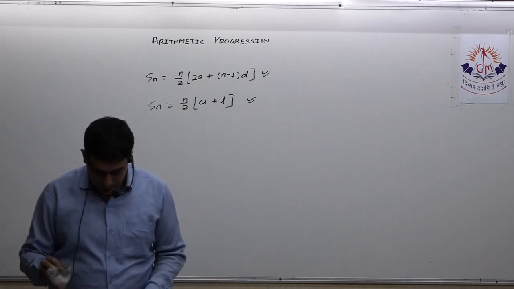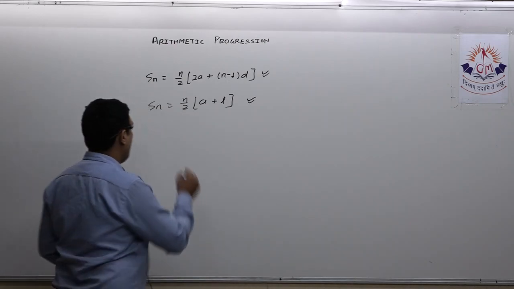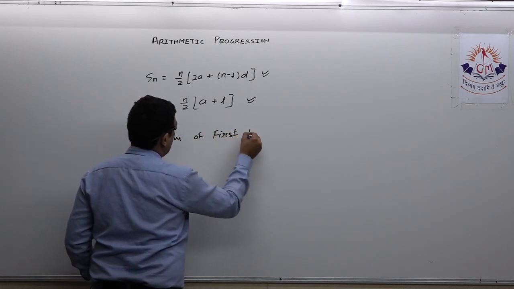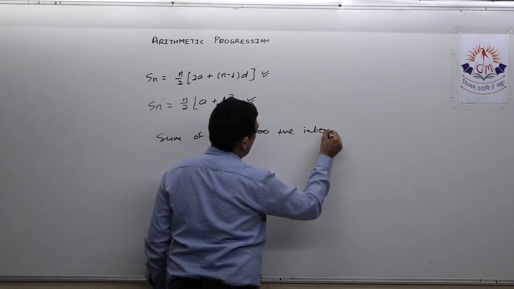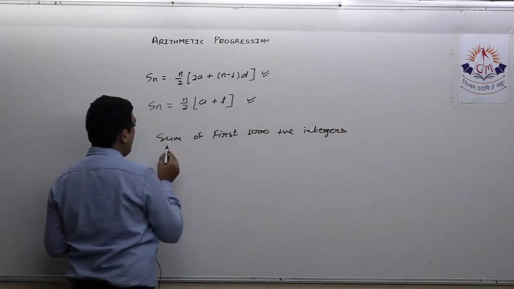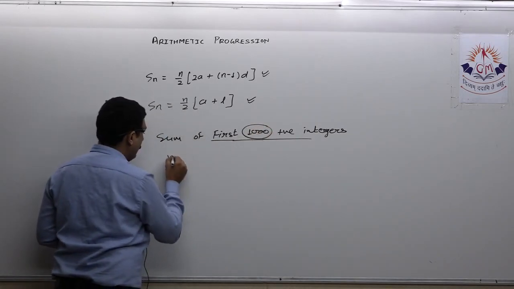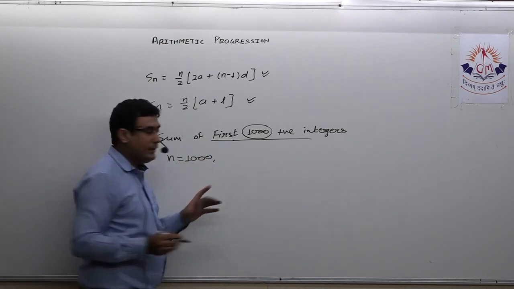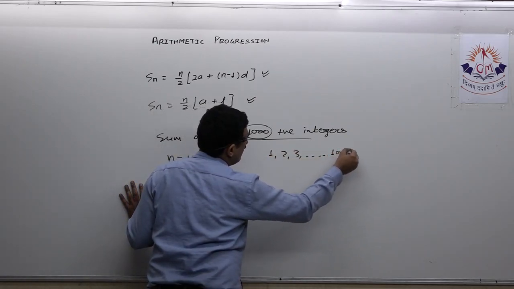Okay, next, suppose the question is find the sum of first 1000 positive integers. The formula is the same. The only thing you have to do is, for the sum of first 1000 positive integers, first of all, n is equal to 1000, isn't it? Then positive integers, that means they start from 1, 2, 3 up to 1000, isn't it?